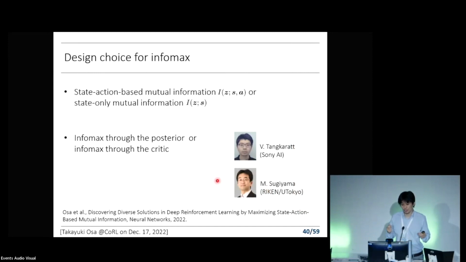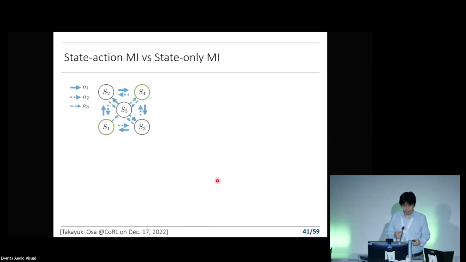Recently, we investigated different strategies for maximizing the mutual information. First, the design choice is whether we should maximize state-action-based mutual information or state-only mutual information. The second design choice is whether we should maximize the mutual information through the posterior or through the critic. First, I will explain the difference between the state-action-based and state-only mutual information.